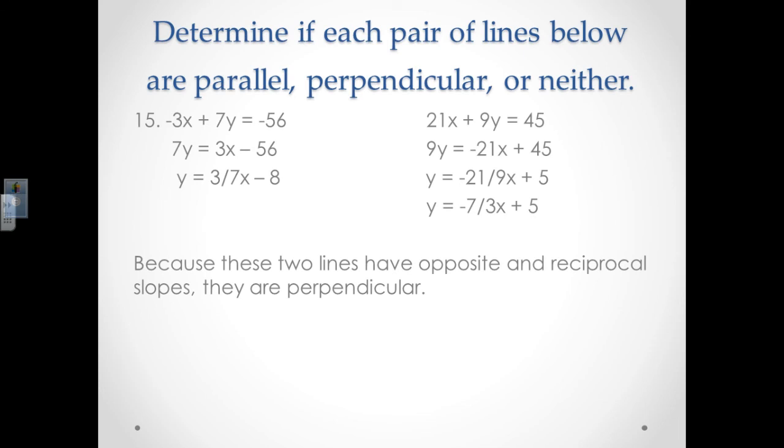Hopefully you solved both equations for y, and if you do so with the first equation, you can see that you get y equals 3/7 x minus 8. In the second equation, you get y equals negative 7/3 x plus 5. Now if we look at the slopes of those two lines, 3/7 and negative 7/3, we can see that they are opposite and reciprocal slopes. Therefore, they are in fact perpendicular.